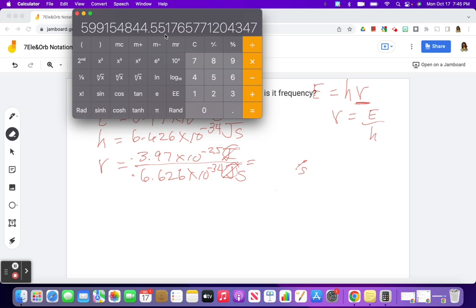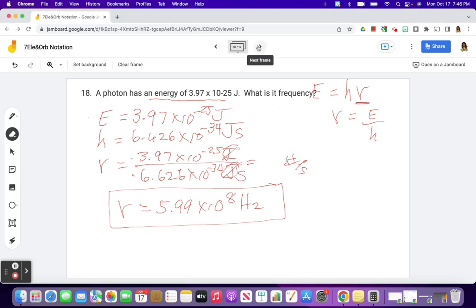Oh, wow, that did not come out in scientific notation. However, we could count over. We want the decimal point to go in between the 5 and the 9. So we go 1, 2, 3, 4, 5, 6, 7, 8. So the answer, the frequency, would be 5.99 times 10 to the 8th. We're going to call it hertz, which is number of waves per second. So that's how you solve for problem 18. Okay. You must show all your work just like this when you do your problems for your tests. All right, let's go to the next problem.